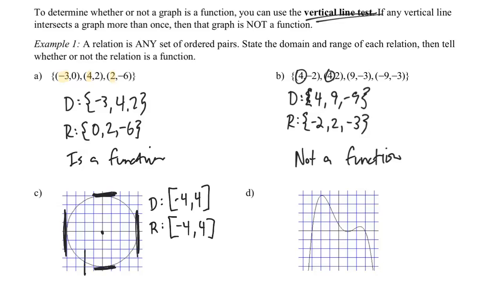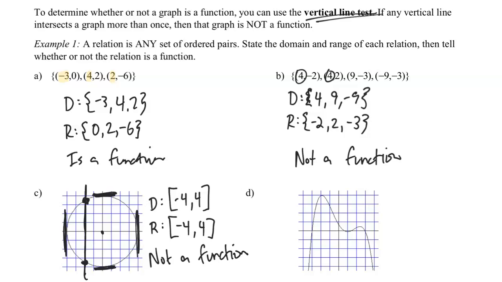So you could draw, for example, this vertical line right here, and notice that that vertical line is touching the graph of that circle more than one time, and so therefore this circle, this graph, is not a function.